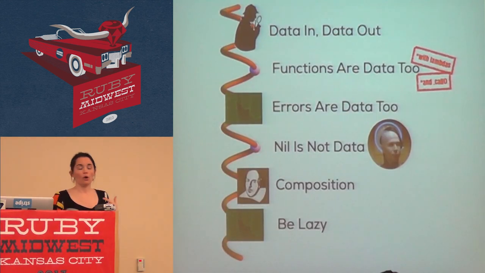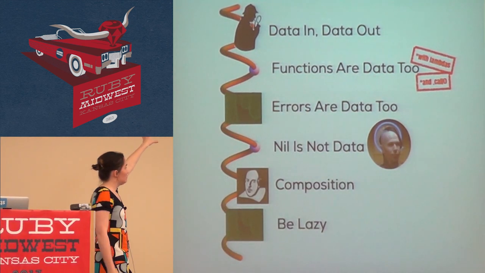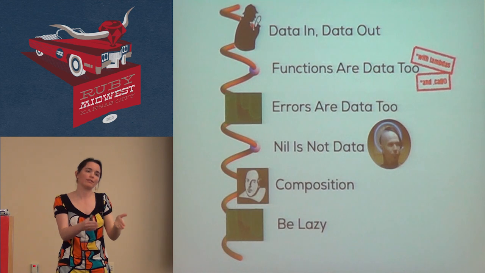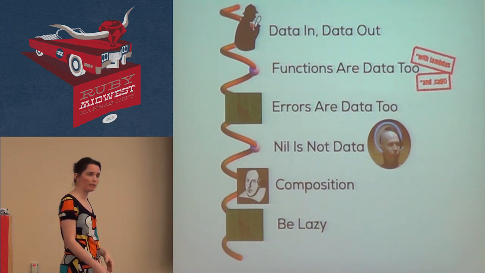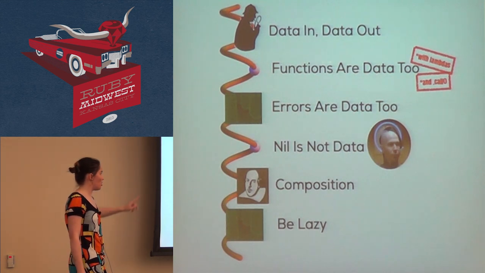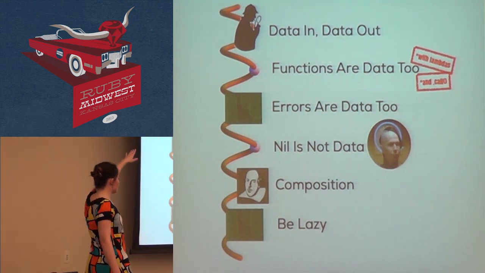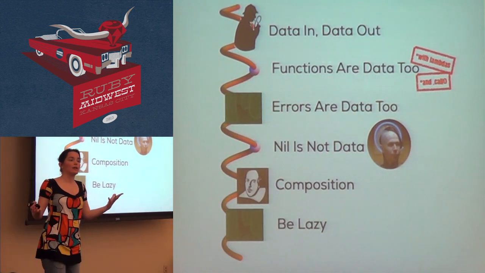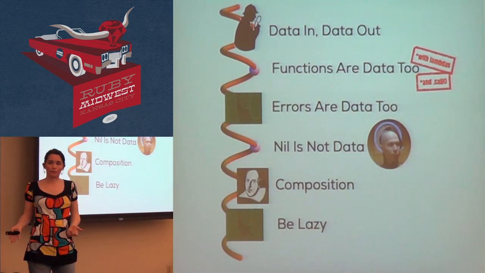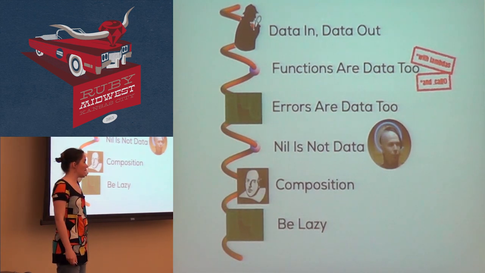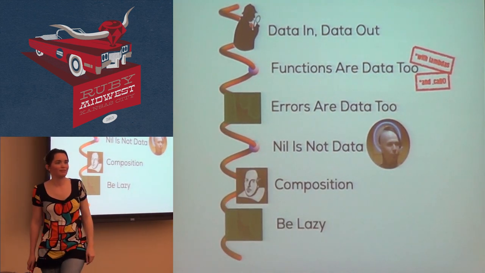So, we talked about data in, data out, and keeping our heads focused on what's right in front of us and not getting distracted by having to follow the paths in the code. Functions are data too, with lambdas and dot call, please. The errors are data too, and the laziness helps us to handle bigger and bigger data streams. That's very important. Nil is your enemy, and compose your functions for profit.